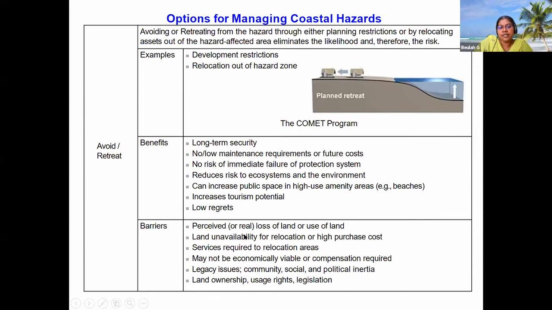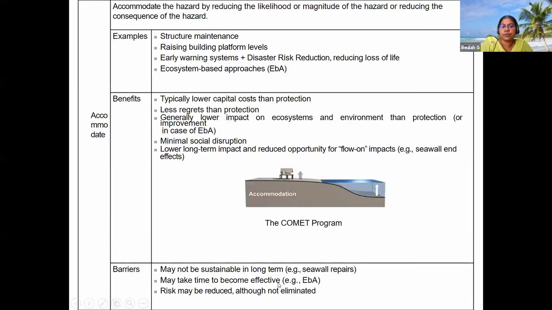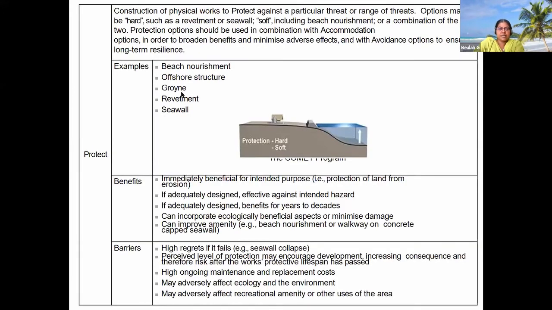These are some of the barriers: perceived loss of land, unavailability for relocation, services required that may not be economically viable, legacy issues, and ownership rights also. So these are some of the programs called the ecologically based approaches, the EBA approaches. There are lots of EBA approaches in which the ecosystem is protected to the most possible extent by artificially creating vegetation along the shorelines. I'll show you a few examples in which these hazards can be reduced considerably.